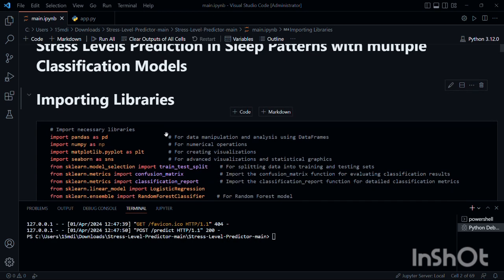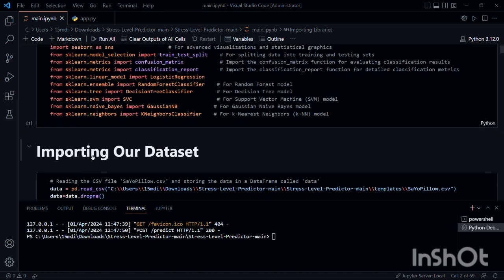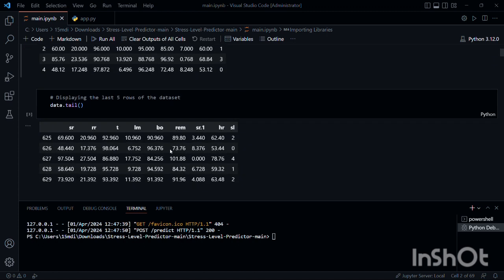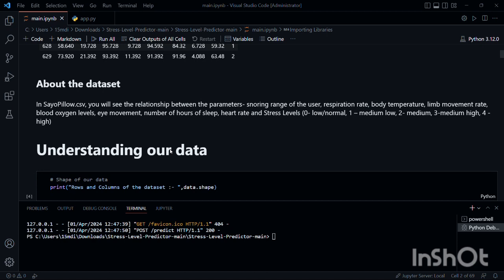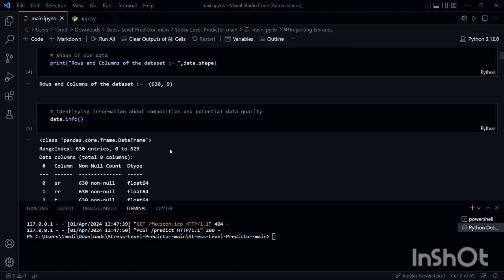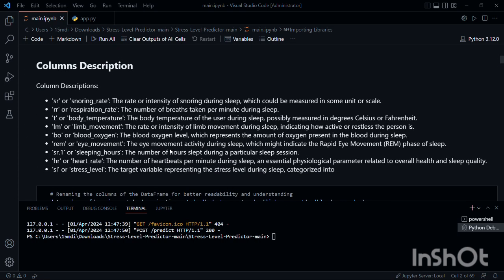Here we see how the project practically works. Here we import our libraries, and here we import our data sets, the CSV file. Next, about the data set, you will see the relationship between the parameters: snoring range of the user, respiration rate, body temperature, limb movement rate, blood oxygen level, eye movement, number of sleep hours, heart rate, and stress levels. It will show in the medium of low, normal, medium low, medium high, and high. So, understanding our data, let's get into our column description.